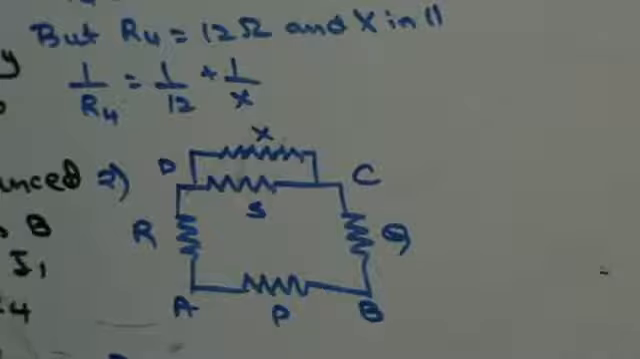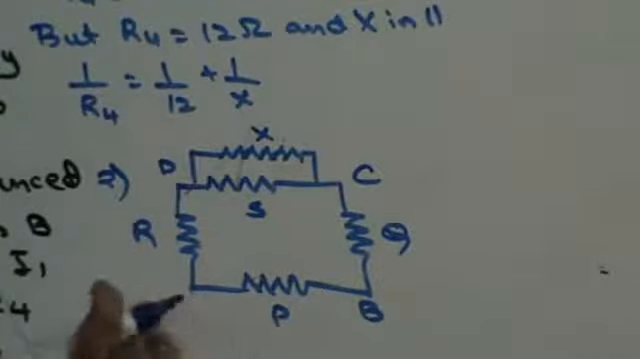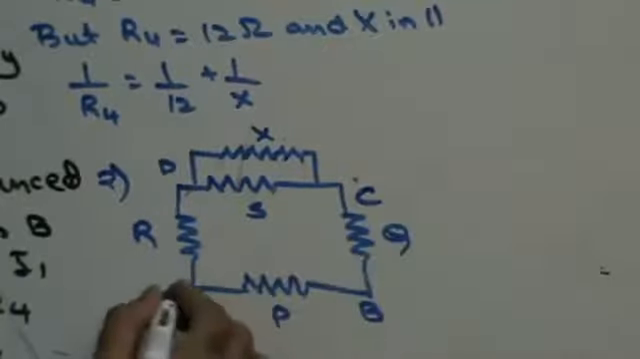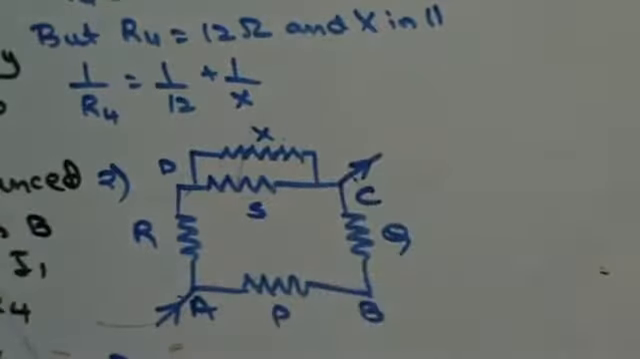If the cell is connected across terminals A and C. Fine.